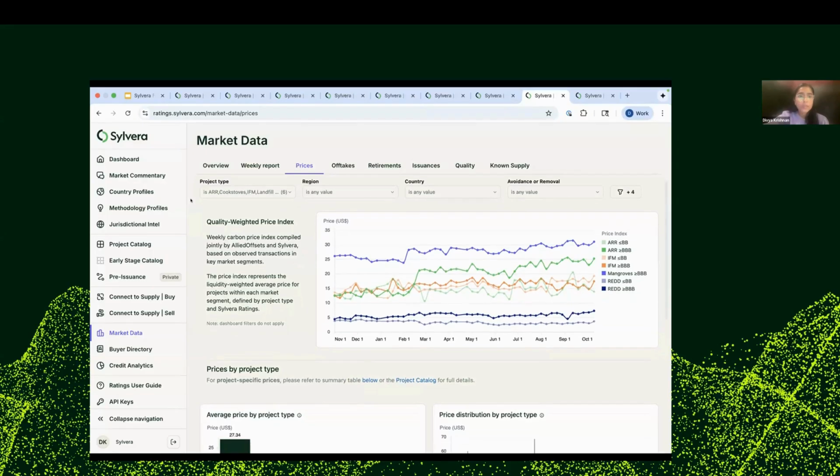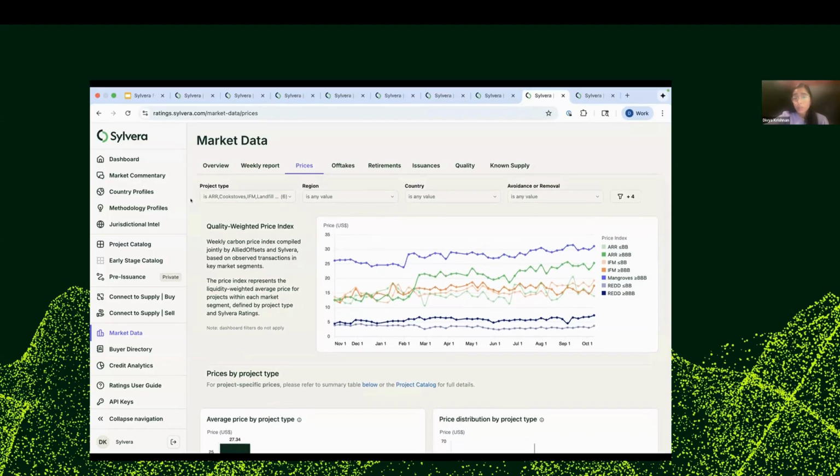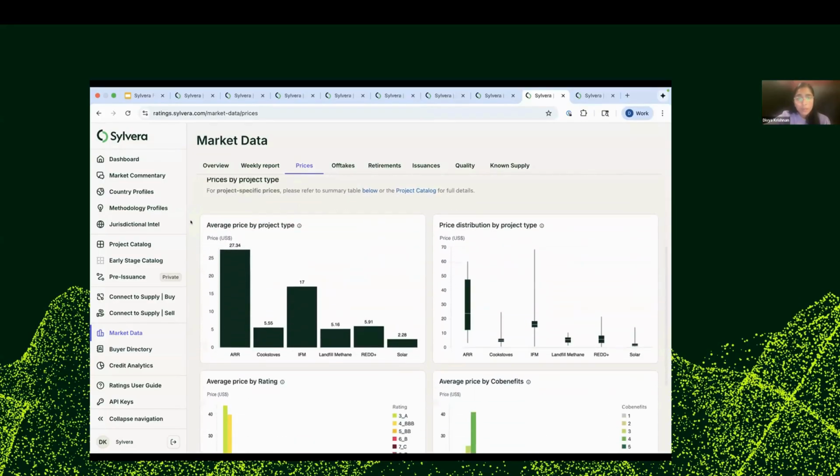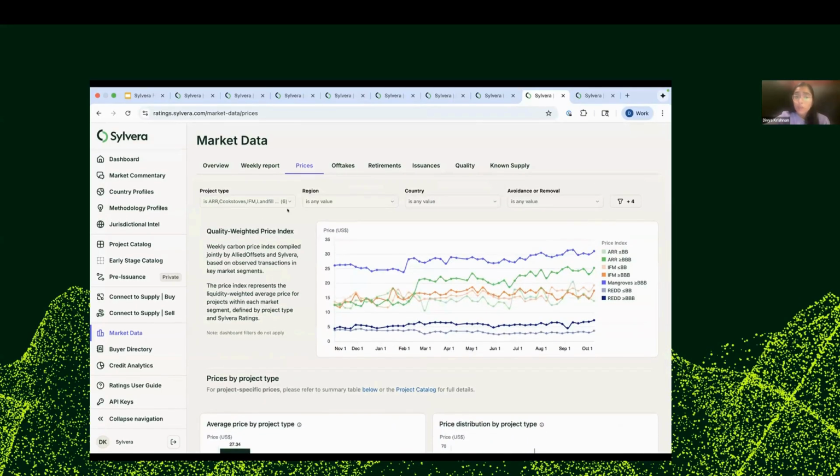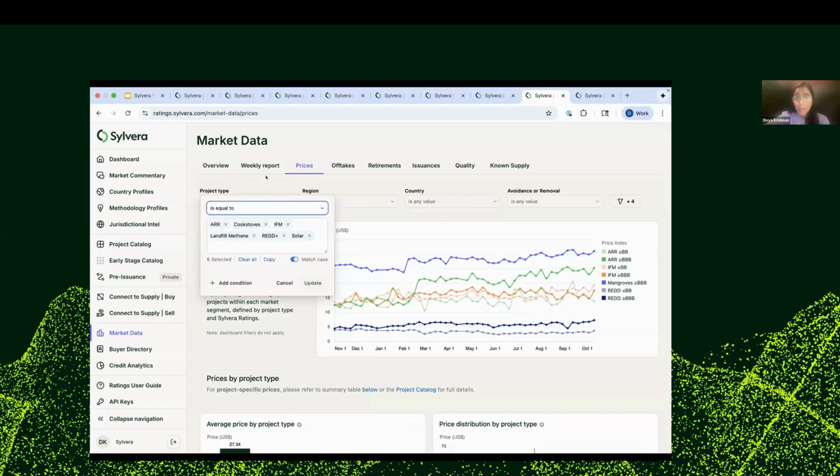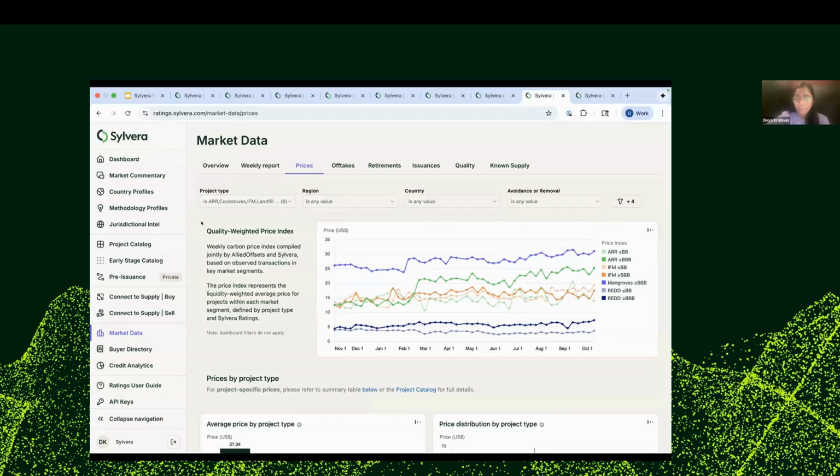Now, Sylvera has been quietly building out a pretty large, 300,000-plus price point data set of pricing data over the last, let's call it, 8 to 9 months. All of that data you can filter down on project type, on region, on country. I filter down on a subset of project types here, but you can add those that you find interesting.